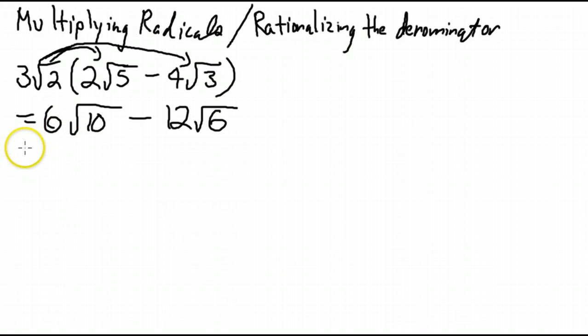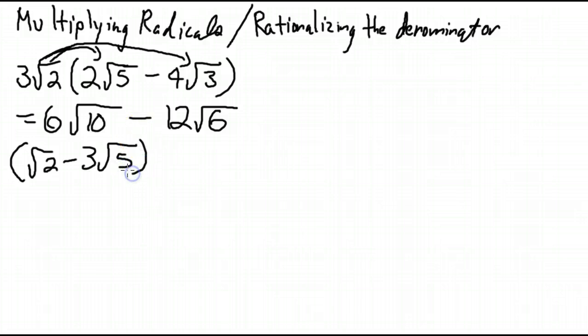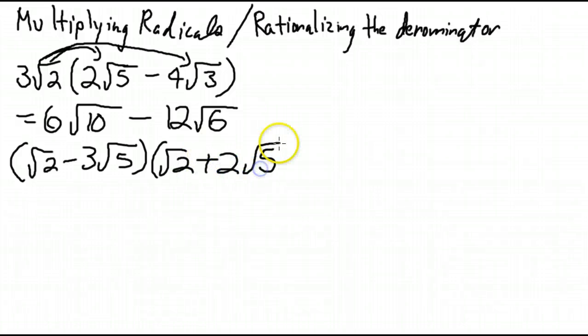So for example, let's do root 2 minus 3 root 5 times root 2 plus 2 root 5. And now there's some interesting things that are going to happen here. So for example, root 2 times root 2, I don't want you to think of this as root 4. I just want you to think of it as I am squaring a square root. When you multiply a root by itself, you get the number. So root 2 times root 2 is 2.